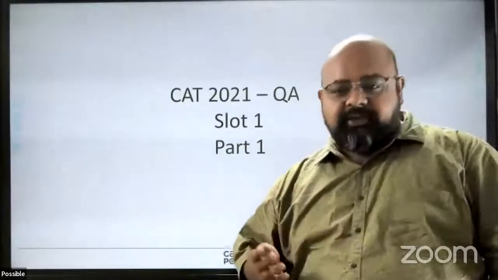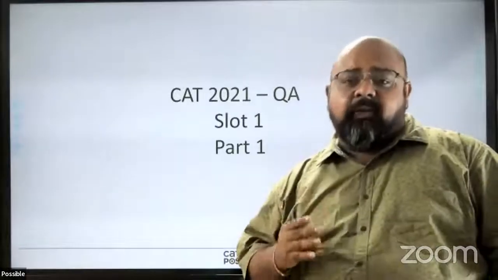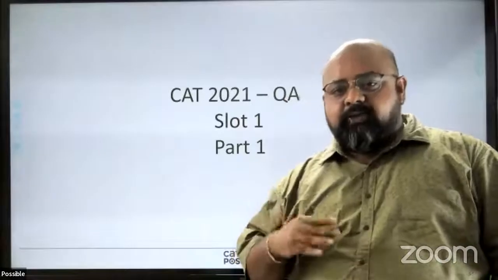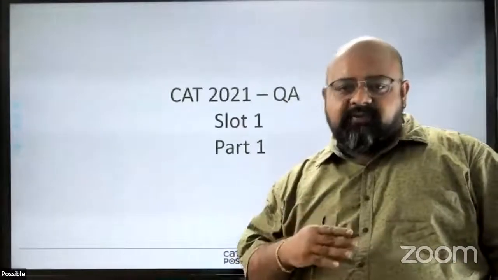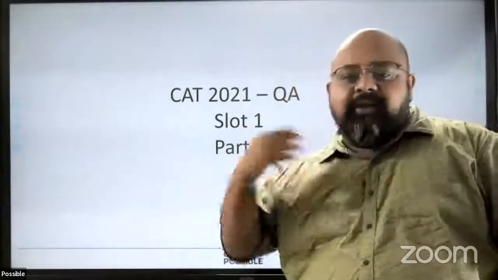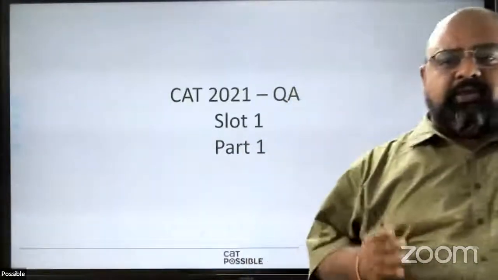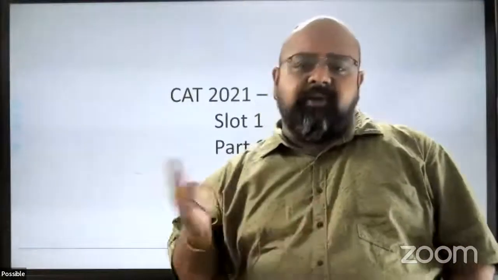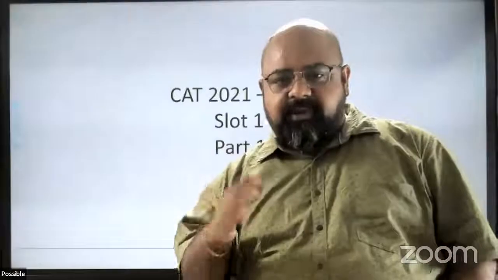I'm doing this in two parts. The first, because 2021 had 22 questions in QA, right? So we'll look at the first 11 questions in the first part of the video, the next 11 in the second part of the video. The idea is when you're attempting a paper which has about 22 questions, you can divide your time into two parts. Try to finish off half the paper in the first part, the second one in the later part, right?